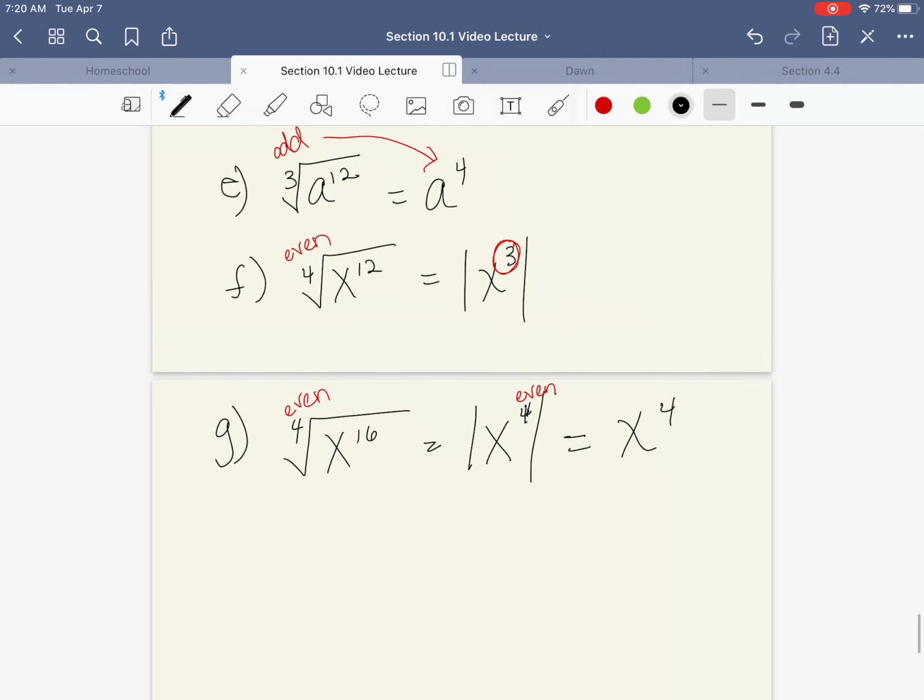Okay, so let's look back. If the index is even, you're going to automatically keep those absolute value symbols there, but then if your result is odd, you leave the absolute value symbol. Let's look at G. Your index is even, so you automatically have your absolute value symbol, but if your exponent is even, you can then drop it. And so it would be x to the 4th.